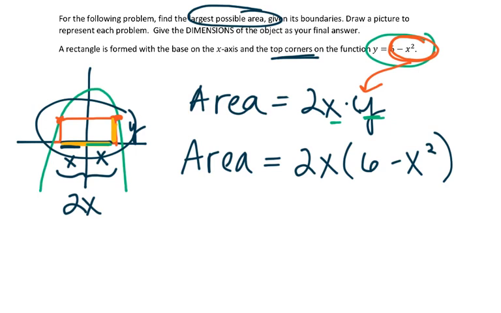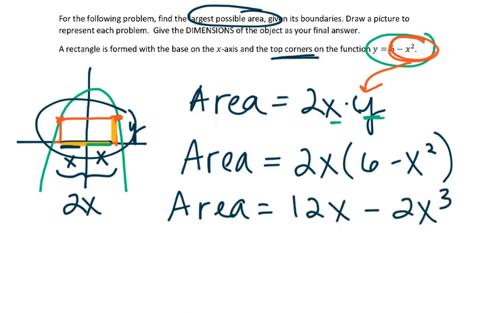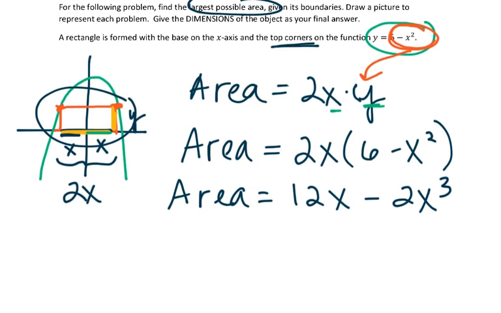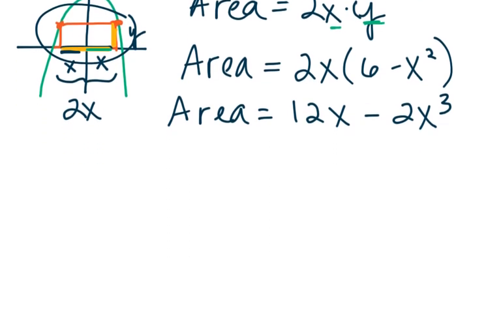Before I differentiate, I am going to multiply this out a little bit. So I get 12x minus 2x cubed. Now because we want to find the largest possible area, we're optimizing, which means that we want to find the derivative and set it equal to 0, because that would mean that is a maximum, right? And the derivative at that max point would be 0.